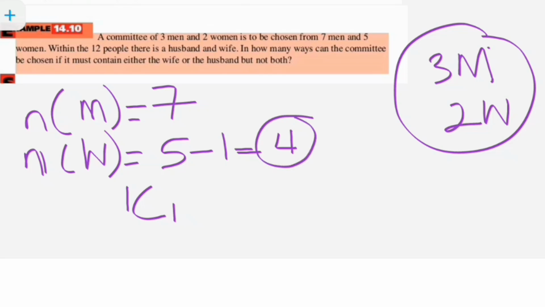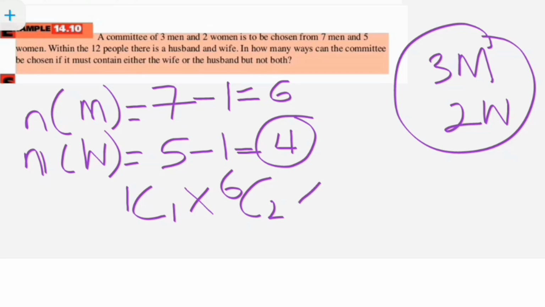So I've already chosen one man from here, the husband. I've already chosen the husband. So I've already removed one from here. That means I need 2 men. I need to form 2 men. So since I've chosen the husband, this one now will become 6. Okay, I'm following. So 1C1 times, this is the husband here that has been chosen. So I need 2 men now. Because the husband has been chosen. That's 1 man. To make it 3, I need 2 men. So I'll come to these 6 men and pick 2. That's 6C2.